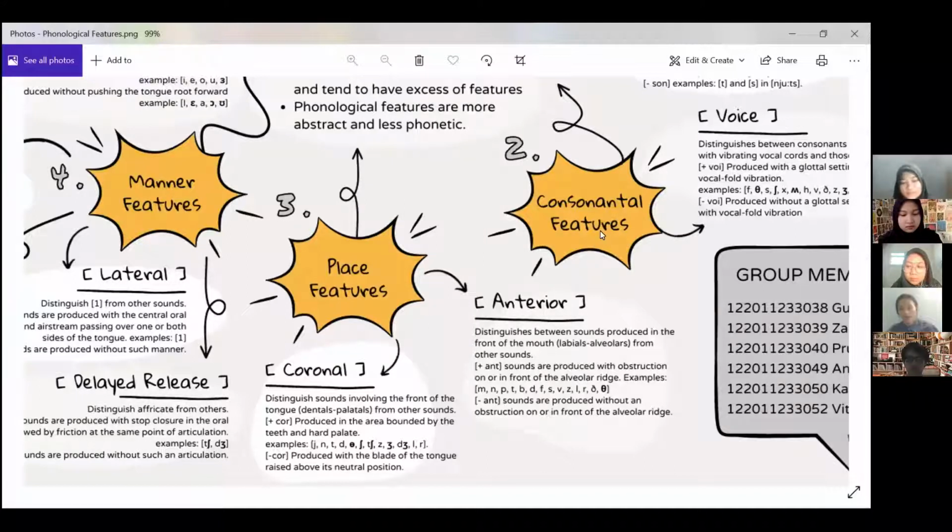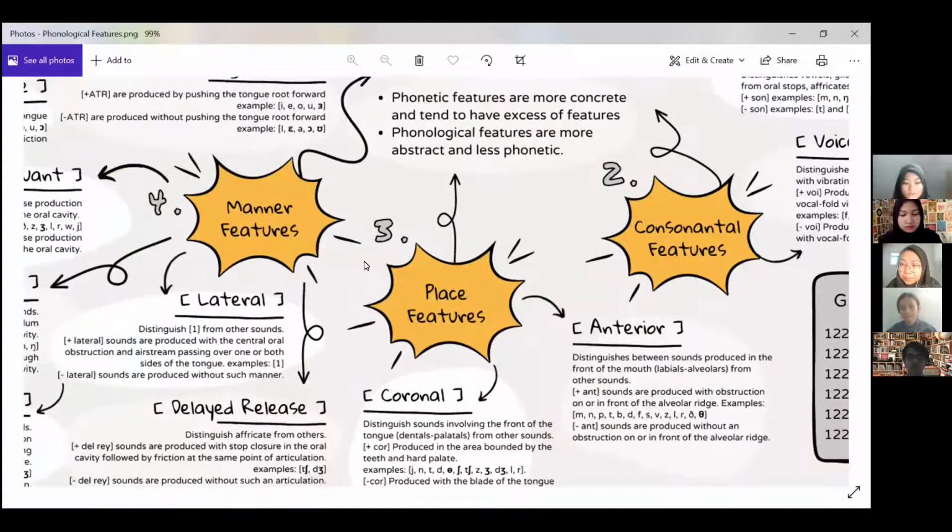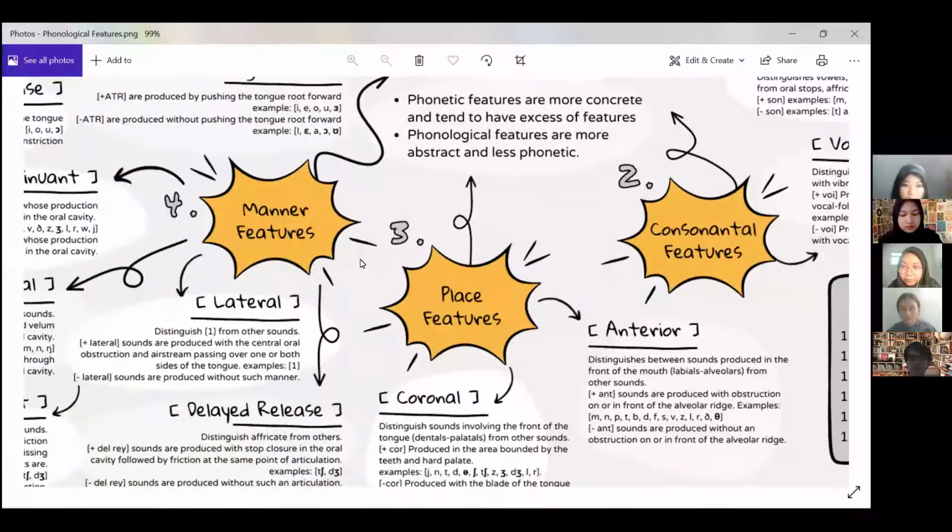Okay, my name is Kavita with student number 050. So we have manner features. First, we have continuant.